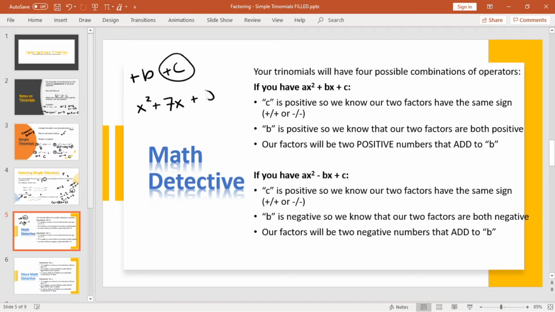If your c value is positive, it means that you had to multiply 2 positive numbers or 2 negative numbers. So when I look to the b value, so I check for c, so I know I'm going to have numbers or factors with the same sign. And if I look to the b value, if it's also positive, I know I've created this situation.